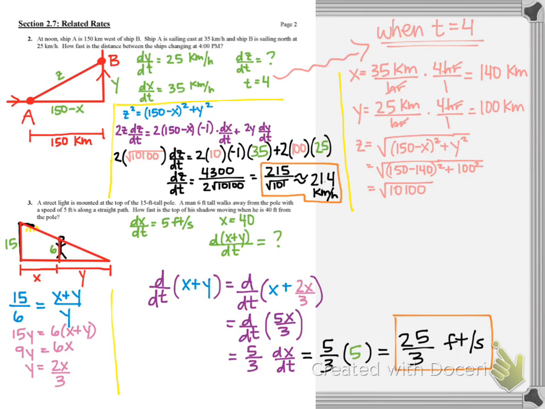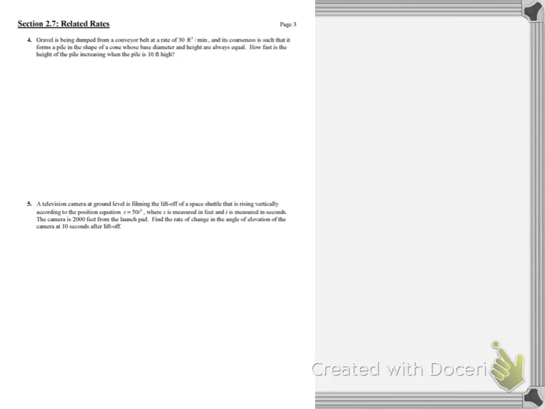This one's a little bit different than number 2. In number 2, we used implicit differentiation by taking the derivative of both sides. In number 3, our equation was just x plus y, so we could just take the derivative straight away. We used similar triangles to help us solve for y. Let's move on. Let's take a look at another example.